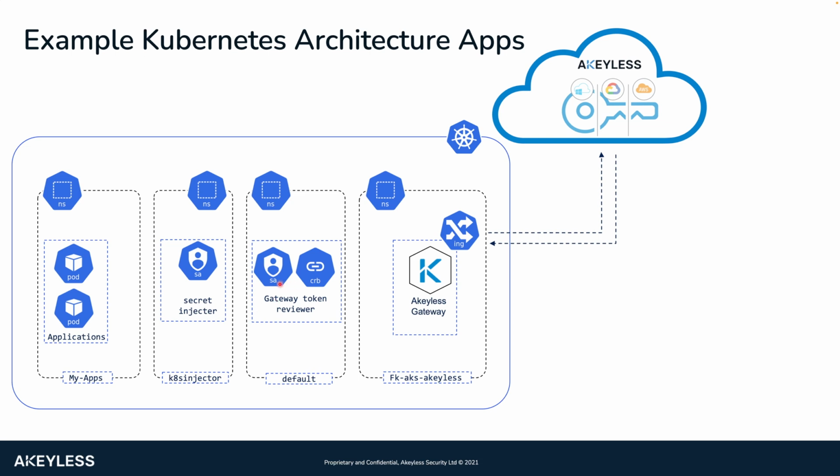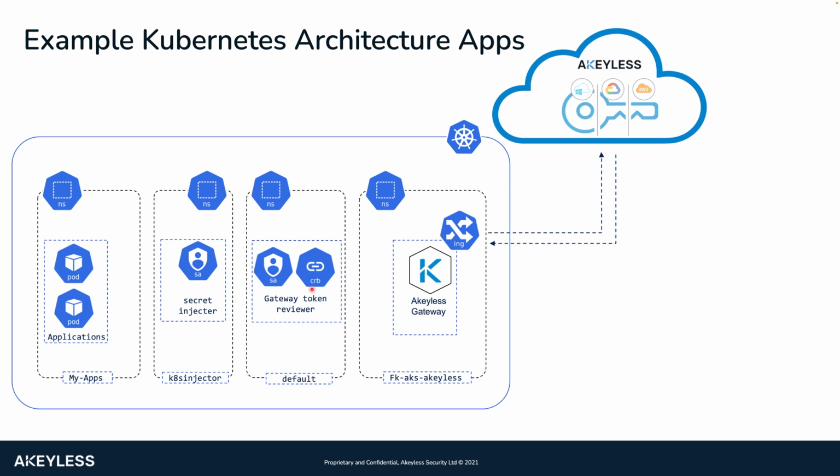The other thing we need to consider is that Kubernetes service accounts out of the box are scoped to a single namespace. We want the token reviewer to validate JWT tokens for other namespaces in the cluster, and so we need to give it extra permissions through the cluster role binding.